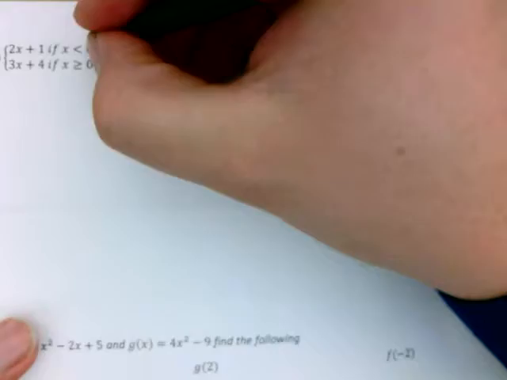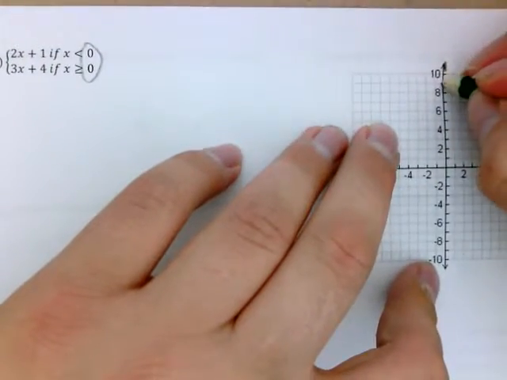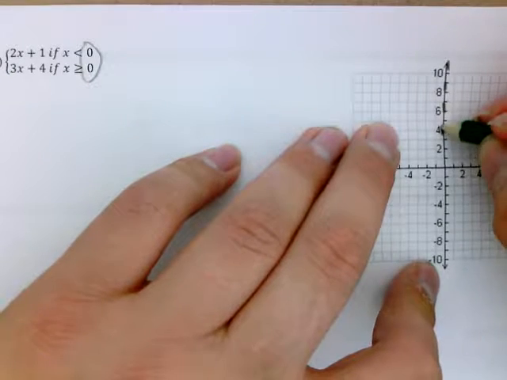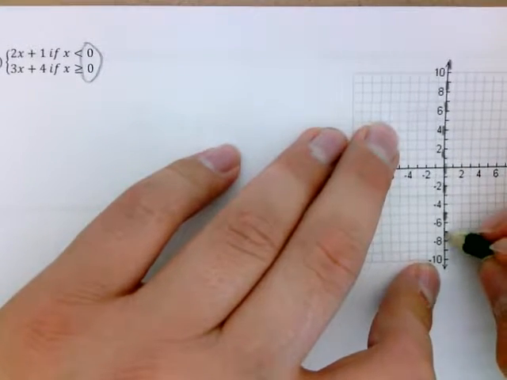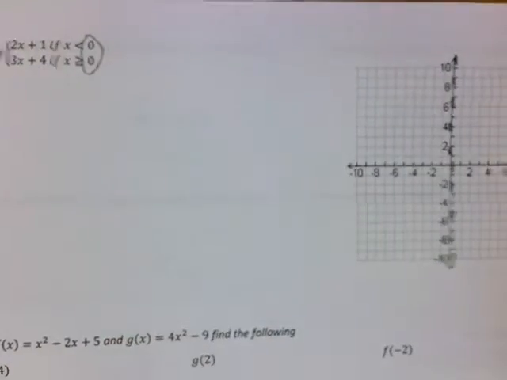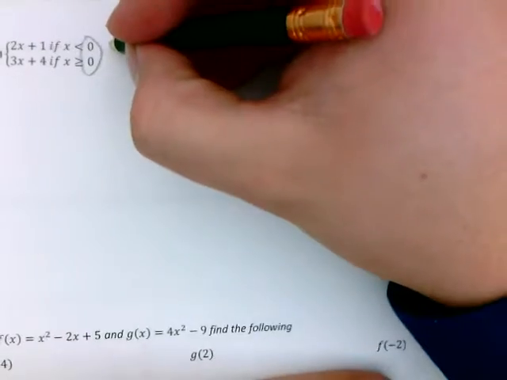Alright, so the dotted line is going to be where x is 0. X is 0 along this y-axis right here. This is the transition line. This one doesn't have a line under it, so it's going to be open. This one does, so closed.